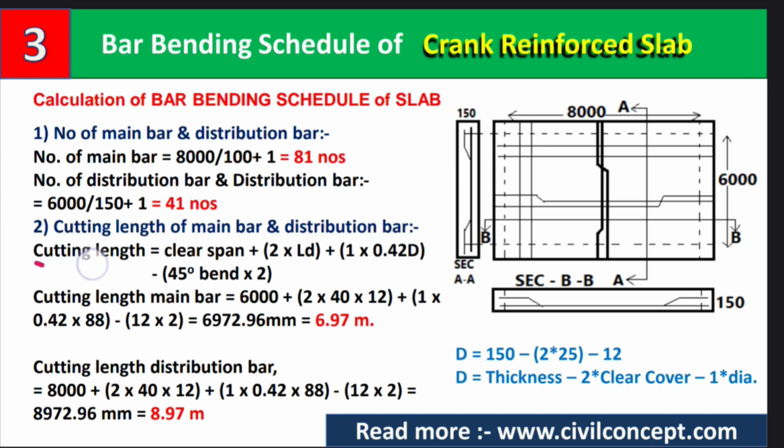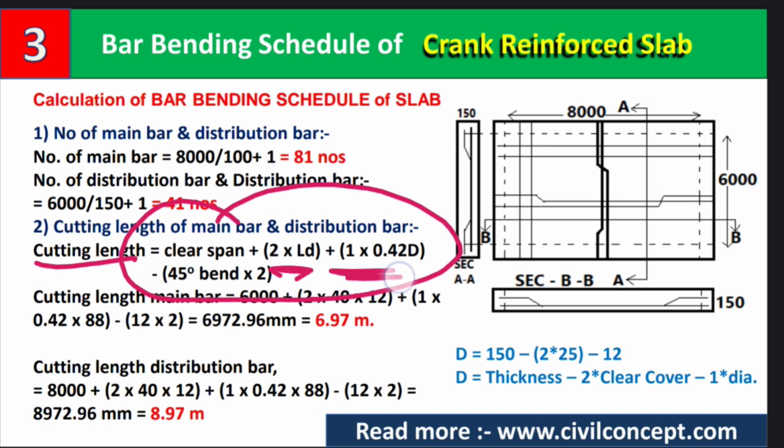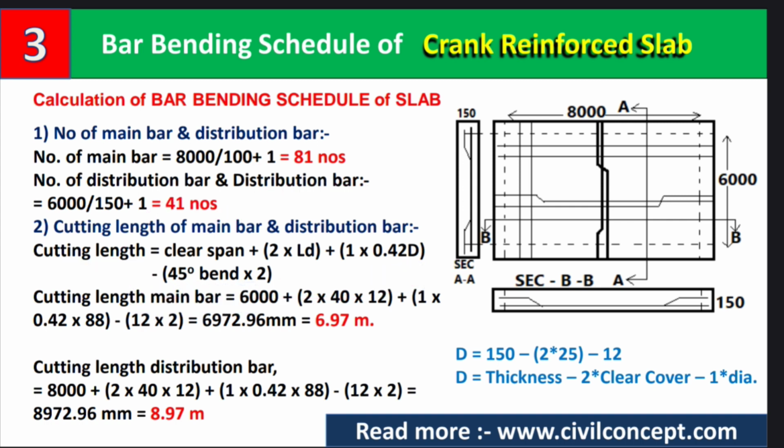Okay, so the formula to calculate the cutting length will be this: clear span plus 2 into LD plus 1 into 0.42 D minus 45 degree bend into 2. So guys, this is a formula and we have to remember this, and this is a formula for crank bar. You can see here the rebar like this. This is known as crank bars, and this is the formula to calculate the length of rebar like this.